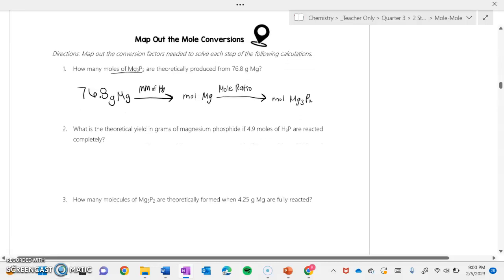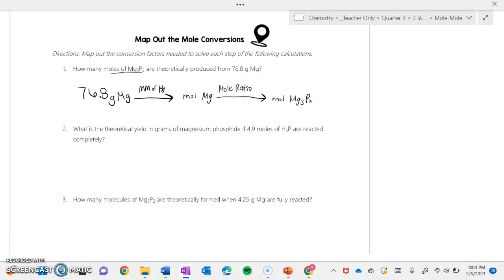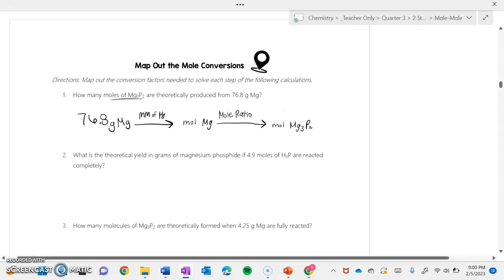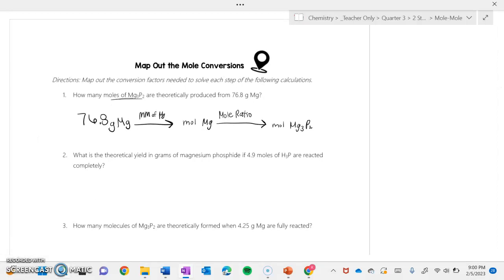Again, you do not need to actually solve these. I just want you to go through and map out what you would do to solve it. Now, if you would like to get a little extra points, you can definitely solve them if you have extra time to do that. So the problem for this one needs a balanced equation because it does not have one provided.